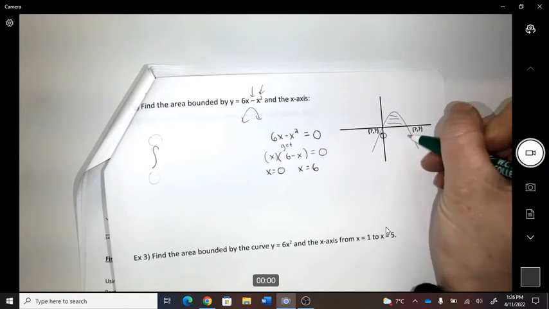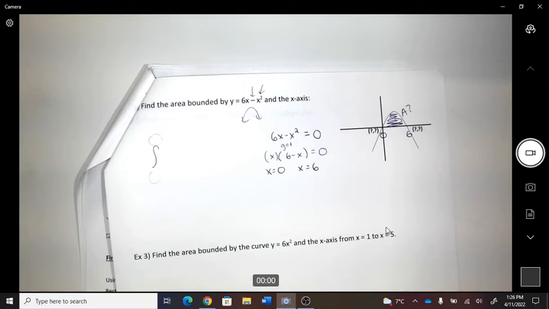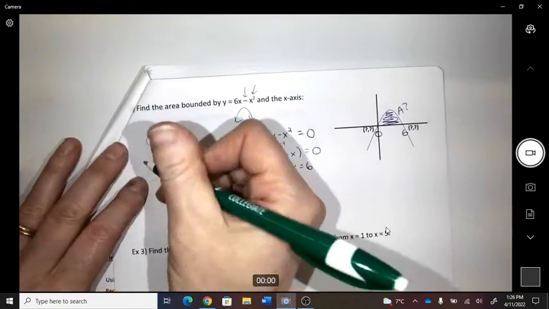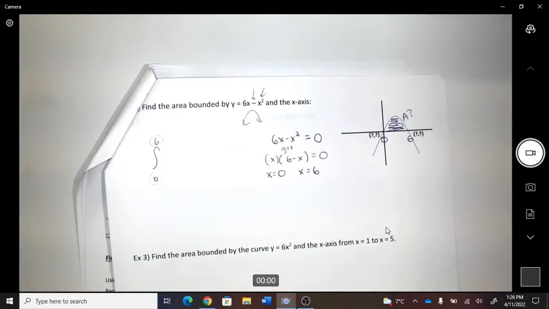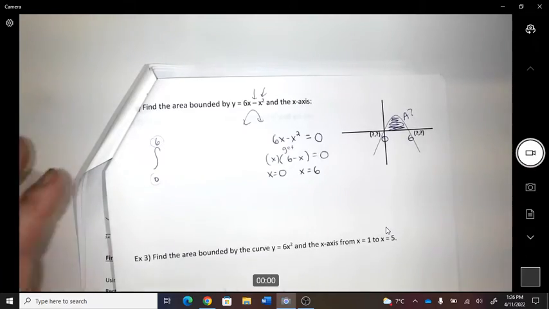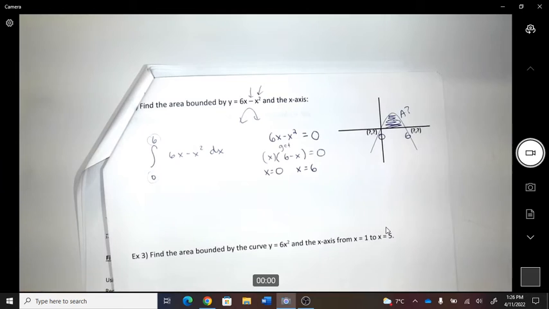So from 0 to 6, what's the area? That's what's happening to this. That's what we're doing. Okay, so we can go 0 to 6 now. That's just the new part, and now everything else is old. So what's the area from 0 to 6?